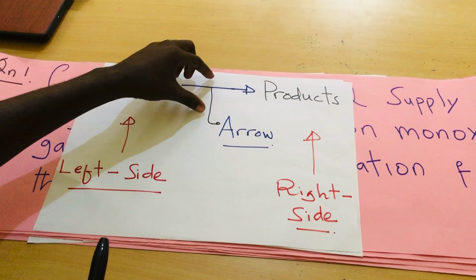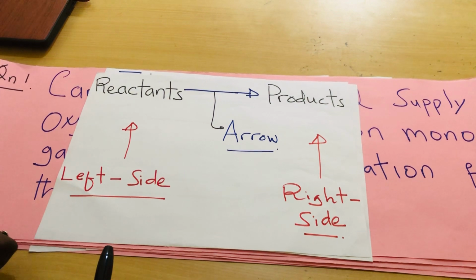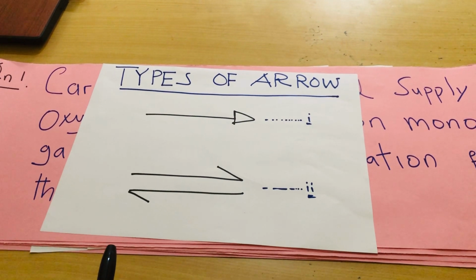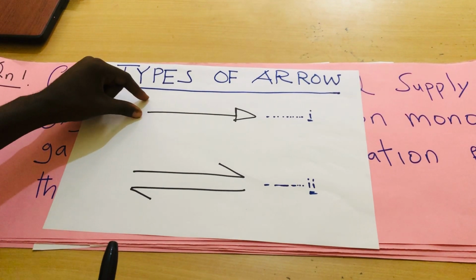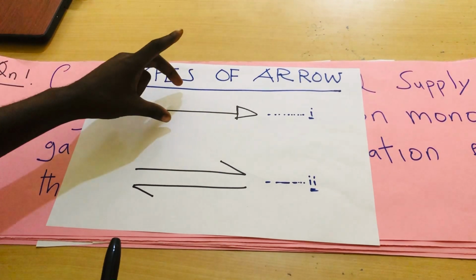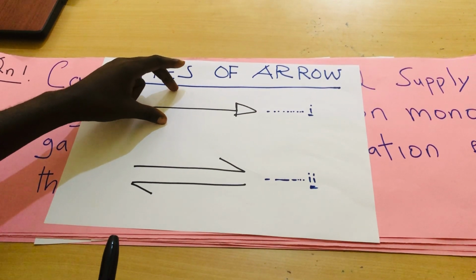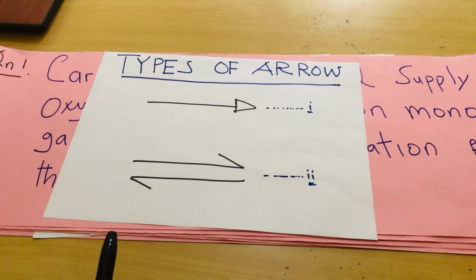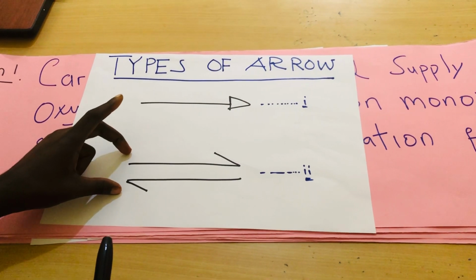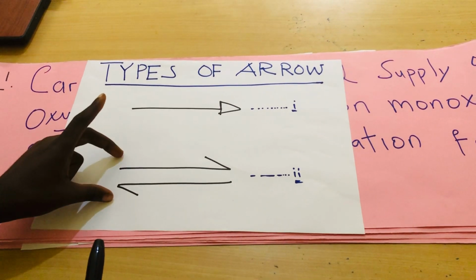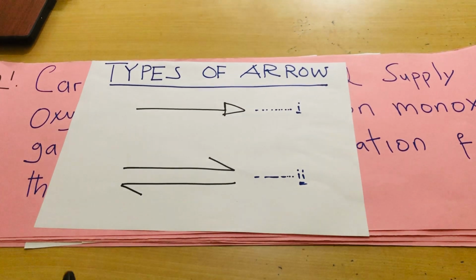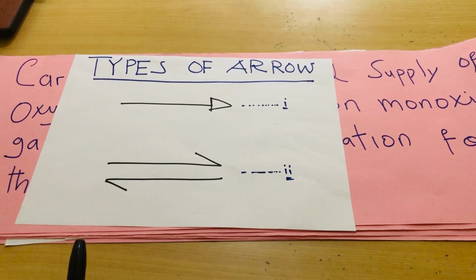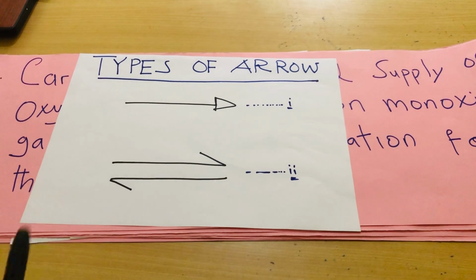But we have 2 types of arrow. It depends on the nature of the reaction. Type number 1, it is a full arrow. This is used for irreversible reaction, those reactions which proceed in one direction. And then we have these 2 half arrows. These arrows are used for reversible reaction, those reactions which proceed in both directions, which is forward direction and backward direction.